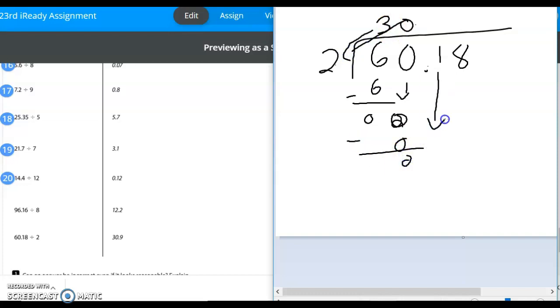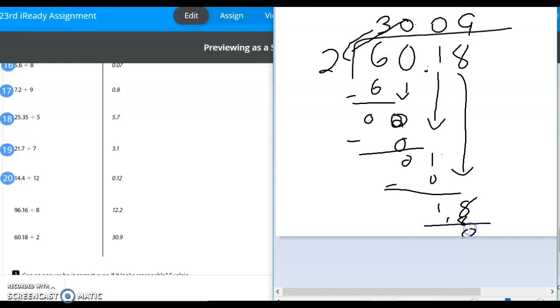I'm going to bring down my 1. 2 goes into 1, or 1 divided by 2 is still 0. I'm going to bring down 0 times 2 is 0. I'm going to subtract, and I bring down my 1, or 1 minus 0 is 1. I'm going to bring down my 8. So 2 goes into 18, or also 18 divided by 2 is 9. I can put an 18 there and put a 0. Now, where does my decimal go?